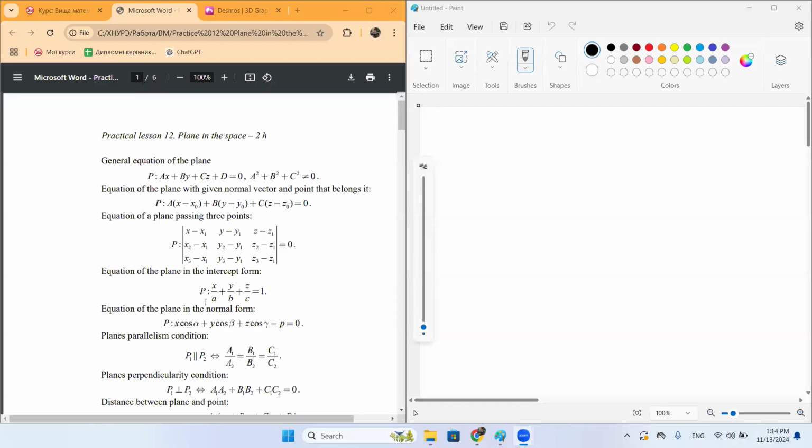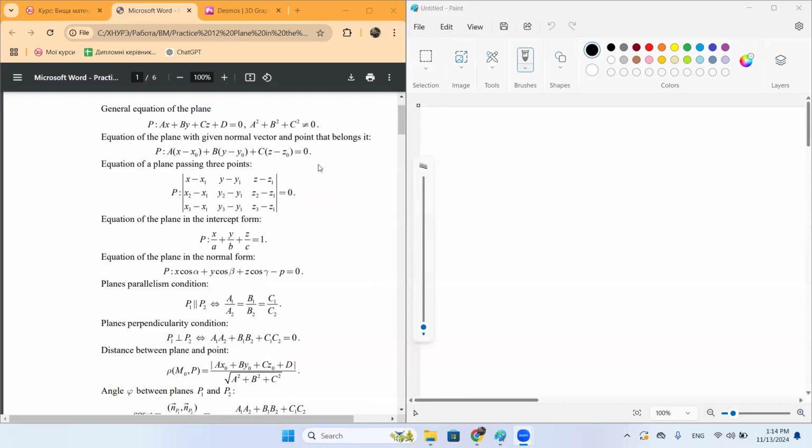So, reminding you some theoretical information. So this is the general equation of the plane. A, B, and C are coordinates of a normal vector. This is the vector that is perpendicular to the plane, and coordinates of the normal vector cannot be simultaneously zero. So it's a non-zero vector.